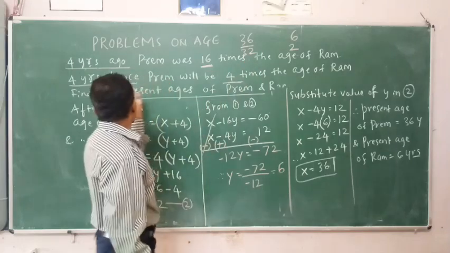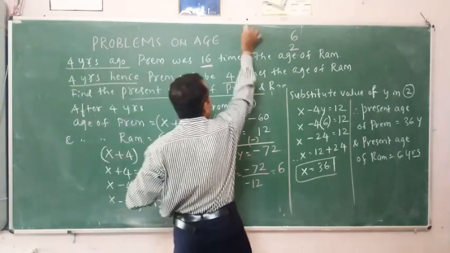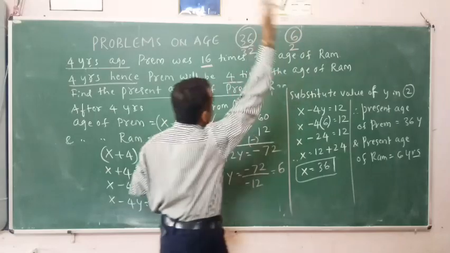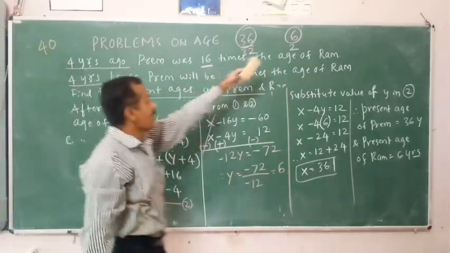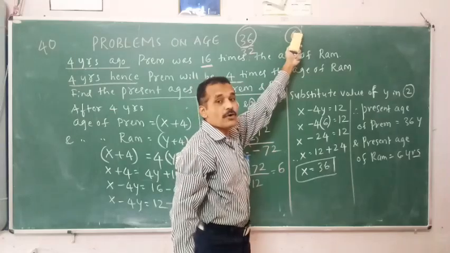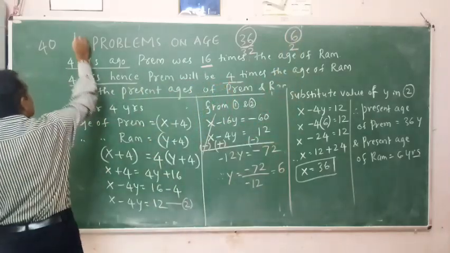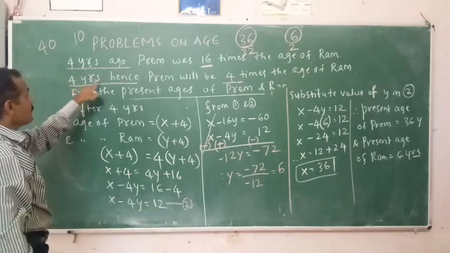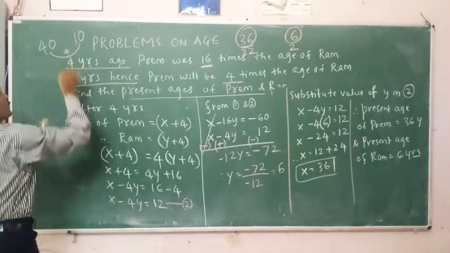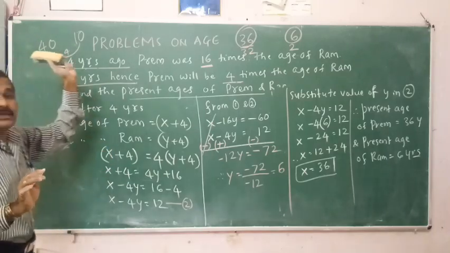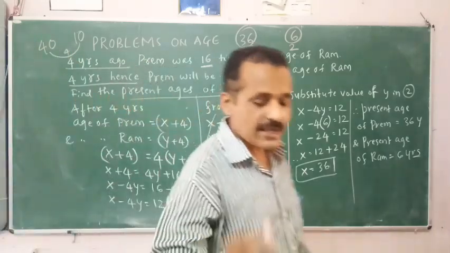Then they say after 4 years, from here I will go 4 years hence. 36 plus 4, it will be 40 years. And for him also 4 years more, that is 10 years. What they say? After 4 years, Prem will be 4 times Ram. 4 times 10, 4 tens are 40. That means the answer is right.